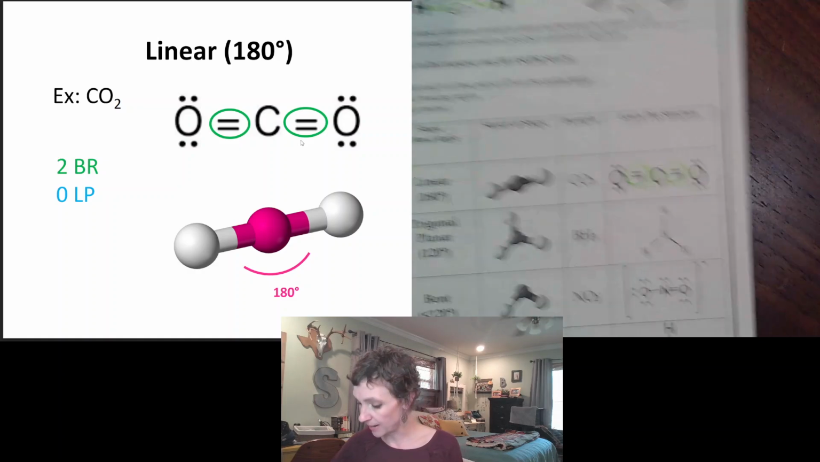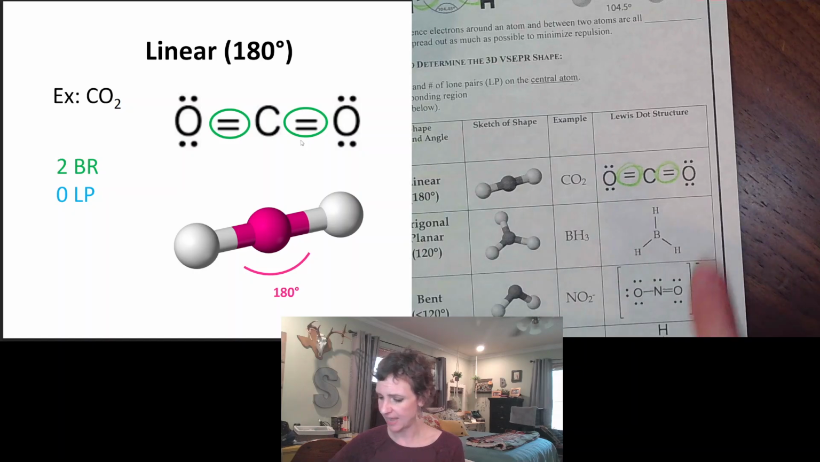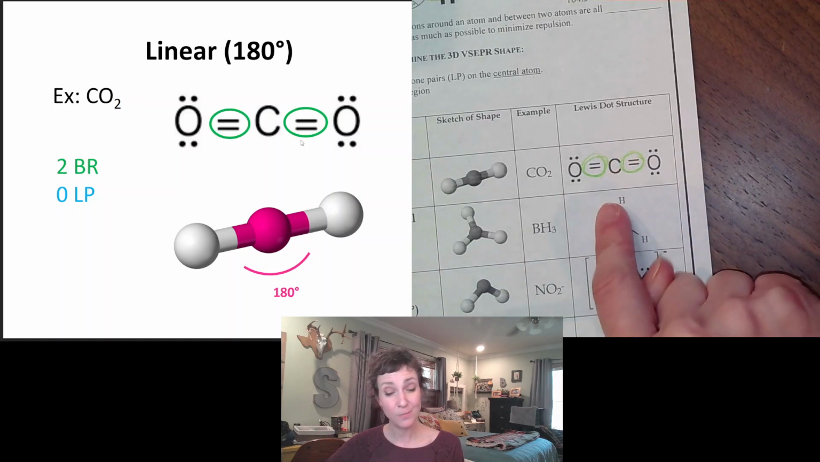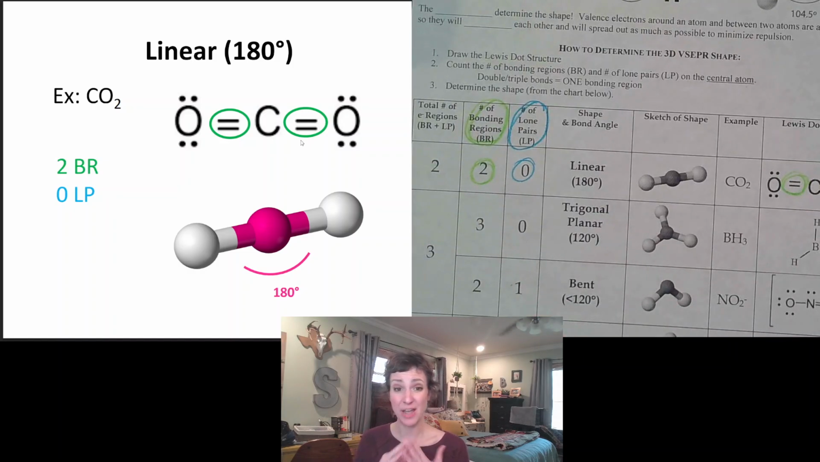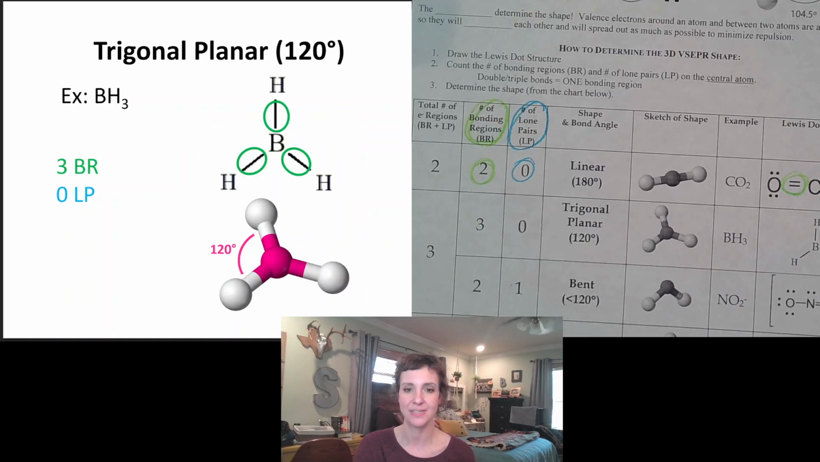Okay, well, let's count lone pairs. Lone pairs only on the central atom. No dots for him, so he's got 0. So in the case where you have two bonding regions, meaning your central atom is bonded to two other things, and there are no dots around it, then he's going to create this linear shape. Very cool, very fun. Let's see what our next shape is.